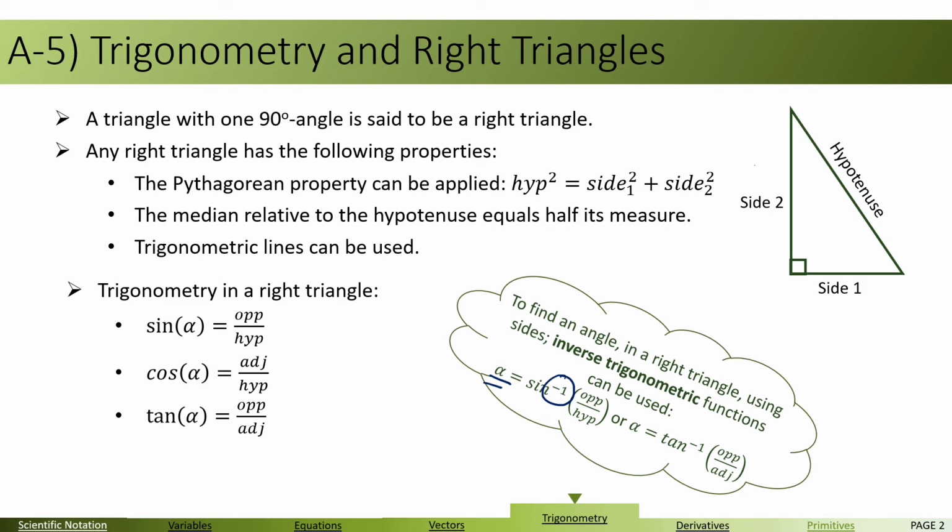So let's say that we have sine alpha equals 0.4, then alpha is equal to sine inverse, or sine minus 1, of 0.4. Using the calculator, this becomes around 24 degrees. You need to pay attention to what mode or what unit for angles you're using on the calculator. It can either be degrees or radians.